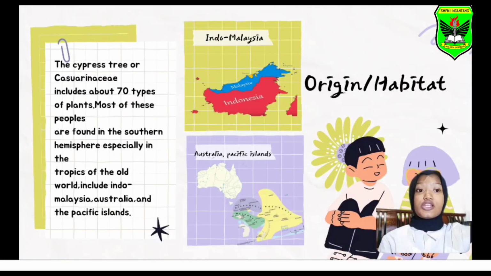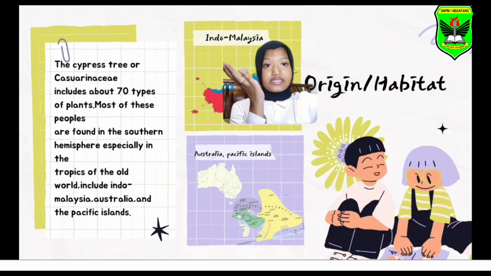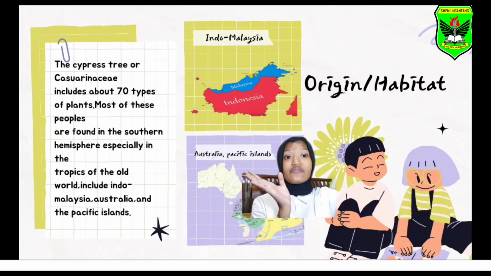First is origin or habitat. The casuarina family, Casuarinaceae, includes about 70 types of plants. Most of these species are found in the southern hemisphere, especially in the tropics of the Old World, including Indonesia, Australia, and Pacific Islands.